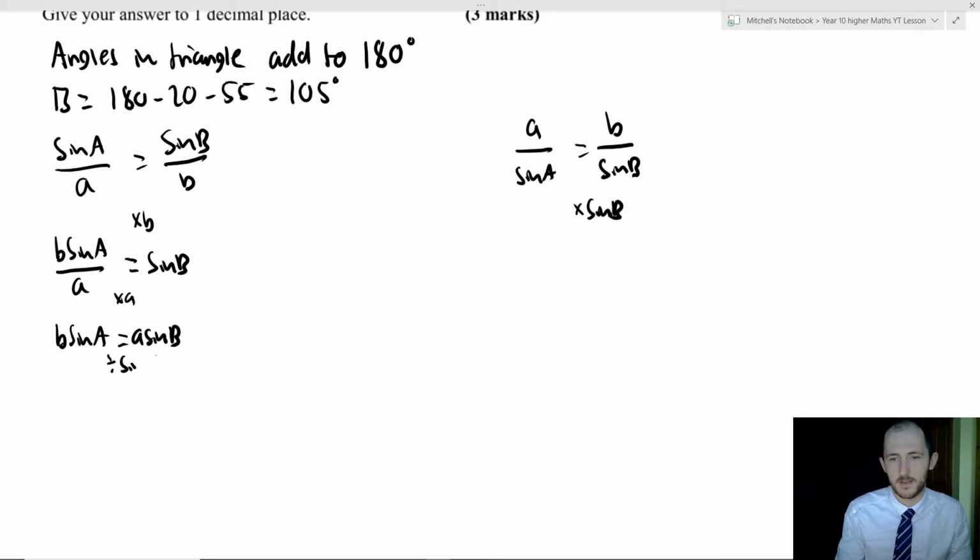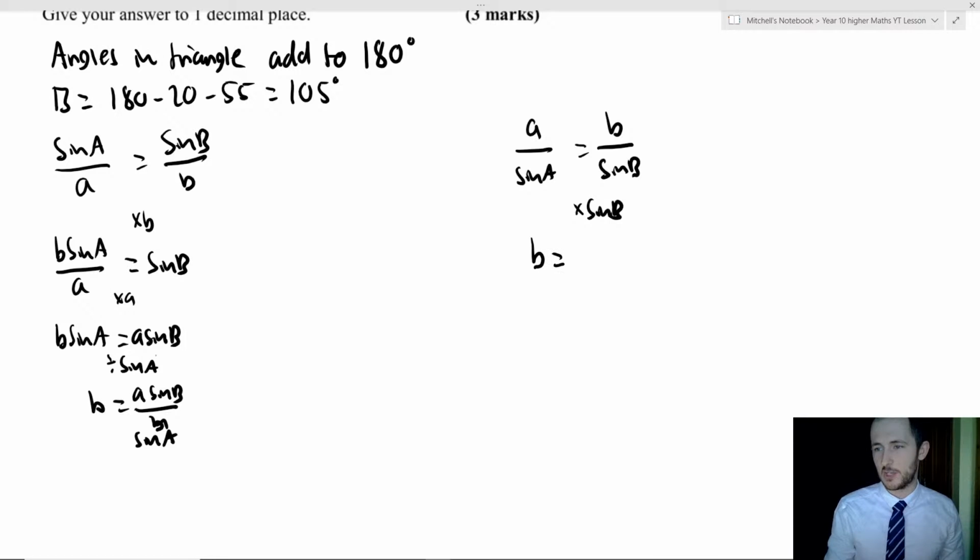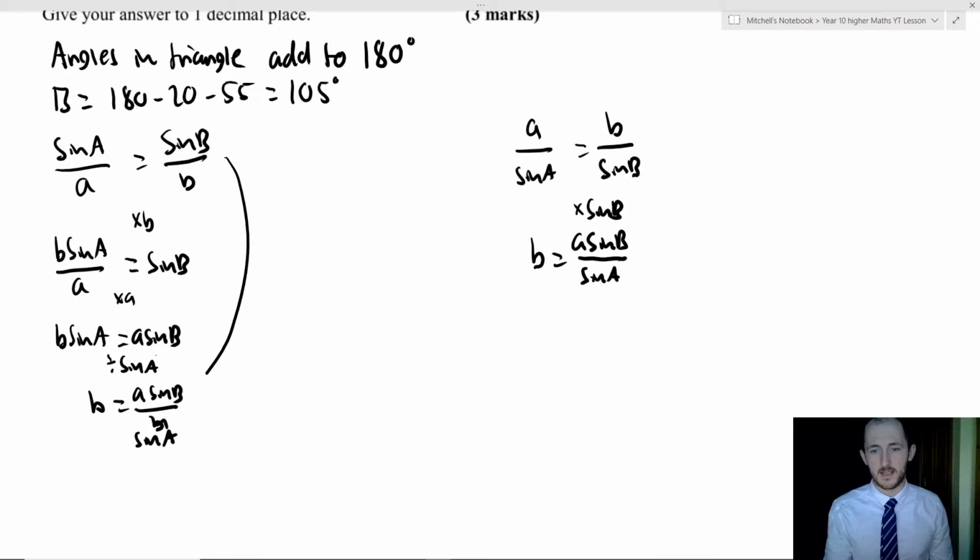Divide both sides by sine A. B equals A sine B... whoops, that was a dreadful mistake. Over sine A. So again, you might wonder, why would you not just use the method for remembering two equations? But some people don't like doing it, and that's totally fine. It's up to you. I don't think rearranging is that difficult, because I can go straight from here to here.